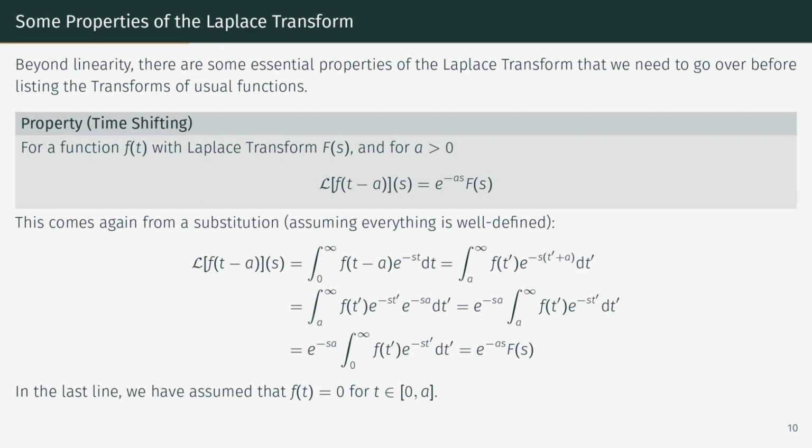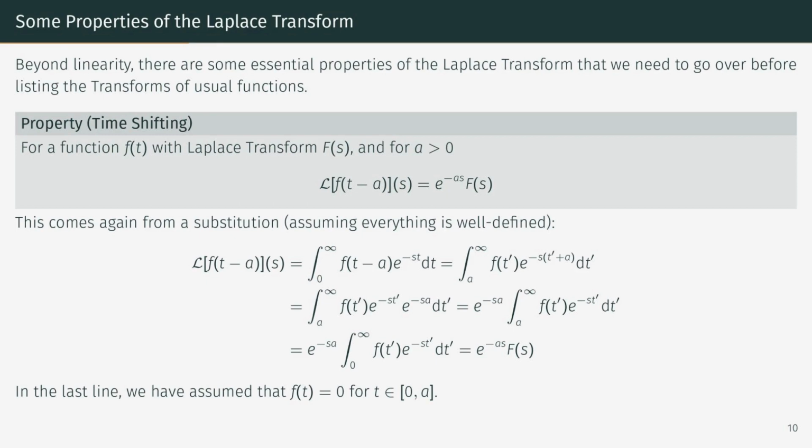First, we can write the Laplace transform in its integral format such that the Laplace transform of f of t minus a equals the integral of f of t minus a times e to the negative st dt from 0 to infinity. We can then see that this equals the integral of f of t prime times e to the negative s times t prime plus a dt prime from a to infinity. Here, the boundary changes to a instead of 0 because of substitution.